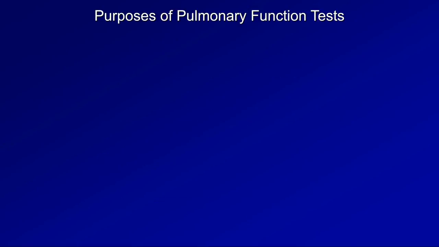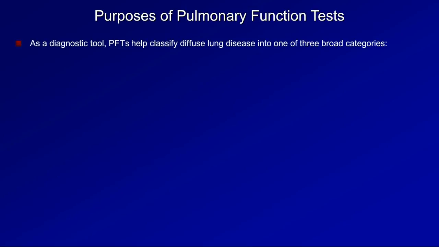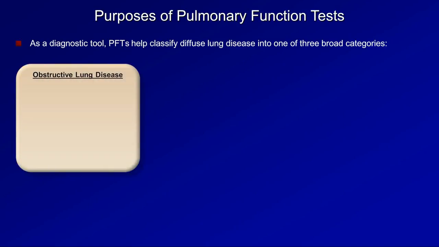Since diagnosis of symptomatic disease is why PFTs are usually ordered, that will be our subsequent focus. As a diagnostic tool, PFTs help classify diffuse lung disease into one of three broad categories. First is obstructive lung disease. This includes COPD, which means anything on the chronic bronchitis to emphysema spectrum, asthma, bronchiectasis, which is an irreversible dilation and destruction of the bronchial tree leading to chronic infections, and last, cystic fibrosis.